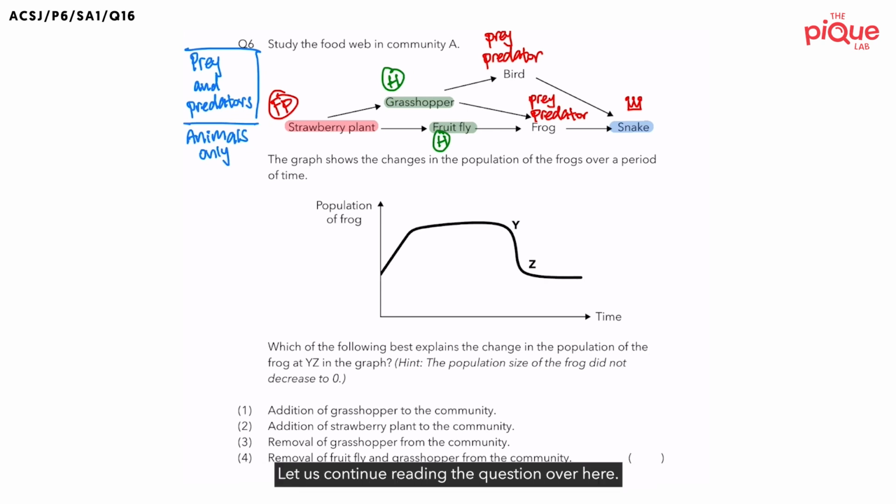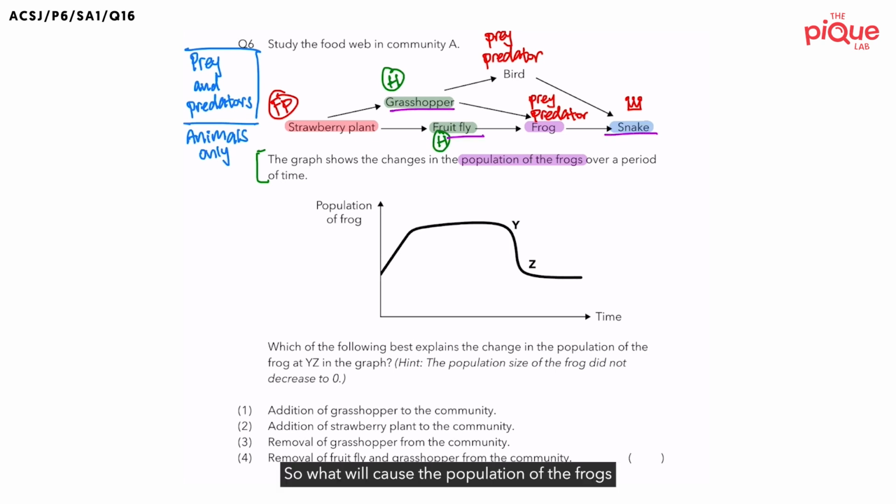Let us continue reading the question over here. The graph shows the changes in the population of frogs over a period of time. There are so many organisms in the food web, but the question specifically chose to focus on the population of frogs. I want you to identify where the frog is in the food web. We can see that the frog is over here. From this point, I will always tell my students to analyze the organisms that are directly related to the frog. So to analyze this question, I will focus on the grasshopper, fruit fly, and the snake only.